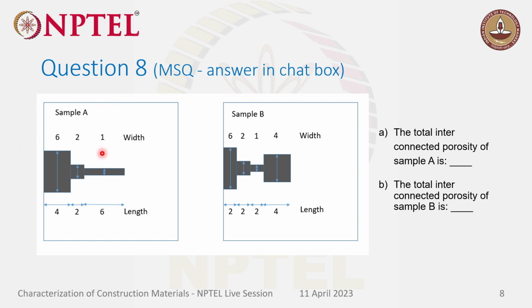If assuming that only till this 2 by 2 is there, then we will say 6 into 4 it will be 24, and then if you multiply 2 by 2 it will be 4. So 24 plus 4 it will be 28. Then next you have to multiply this and add this. So totally you'll get the interconnected porosity.